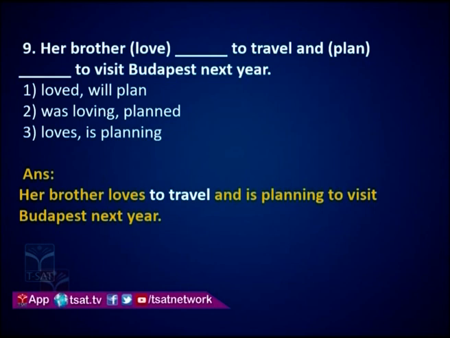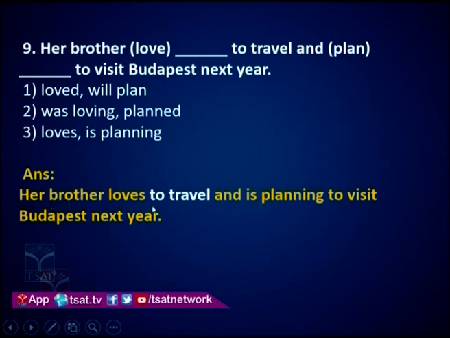Next question. Her brother dash to travel and dash to visit Budapest next year. If you look at this sentence, there are 2 blanks, 2 verbs. The first one is love and plan. Now which form will it take? Options: loved, will plan. Option 2: was loving, planned. Option 3: loves, is planning. So how will you identify? You have to see the keyword. To travel is there. This is the keyword for you to understand.